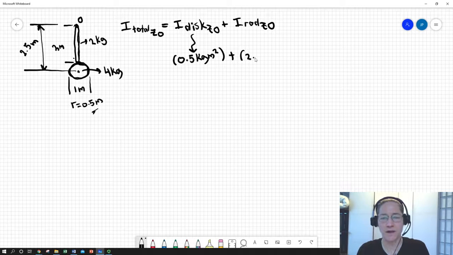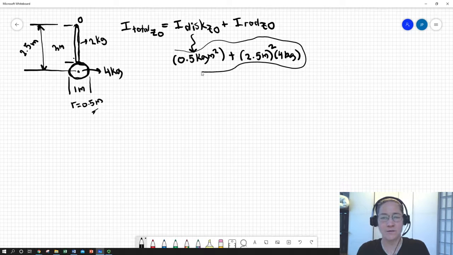So I'm going to square that, 2.5 meters squared times the mass of the disk, which we were told is 4 kilograms. So that whole expression here is I disk about the z-axis at point O. So if I add all of that up, I get 25.5 kilograms meters squared.